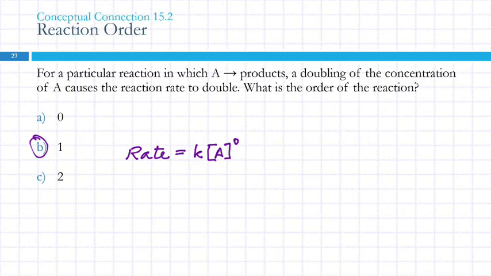It's first order. Is the rate doing the square of what the reaction concentration is? That's second order. Does changing the concentration not do anything to the rate? Then it's zero order.